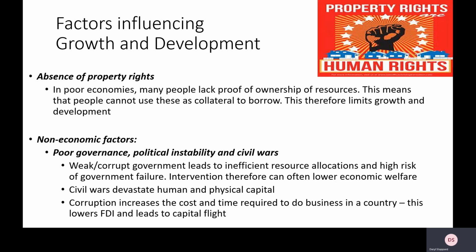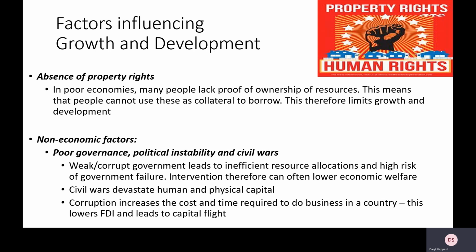Last two, absence of property rights. People in developing economies might own a property, they might own a piece of land, but you tend to find that in these economies, we don't have very strong legal systems, which means that people might lack proof that they own these resources. So you might have been farming a piece of land for 50 years or living in a property for 3 generations, but if you cannot prove you own that property or that piece of land, you cannot use that as collateral to borrow. And again, that makes it very difficult for these people to access the finance they need to improve their living standards. So buying more capital, buying education, buying healthcare, etc.